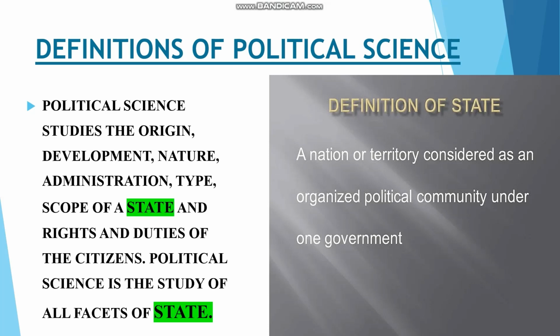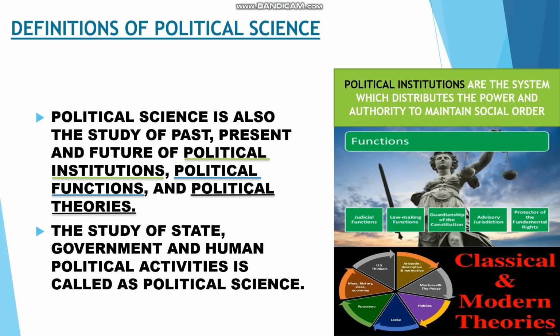All these things we are studying under political science. It even studies the rights and duties which have to be followed by the citizen. On the whole, political science is a study of all facets of the state, which means all dimensions and all areas of the state are studied under political science. Now, did you understand this definition? Now, let's go on to the second definition.